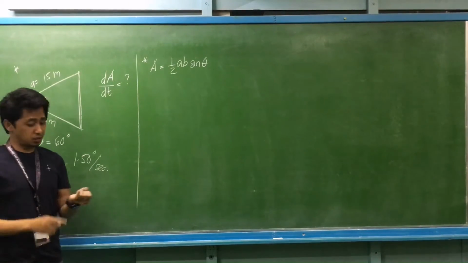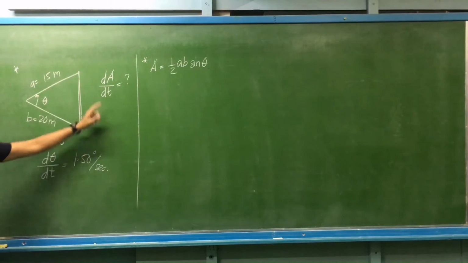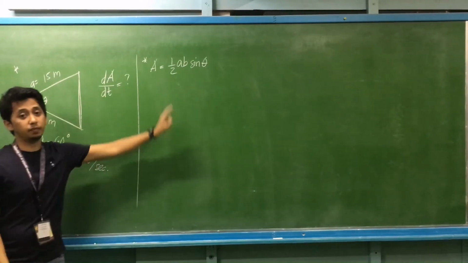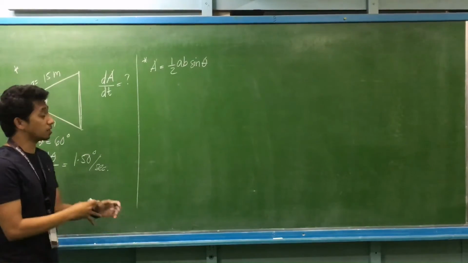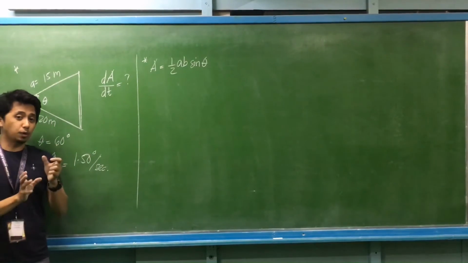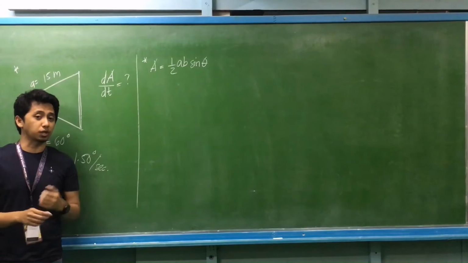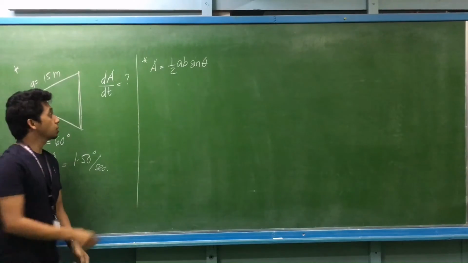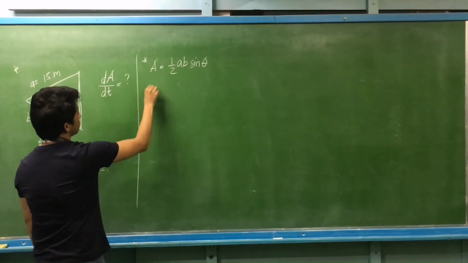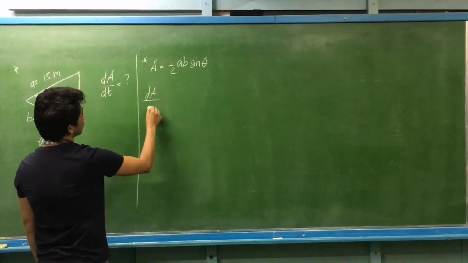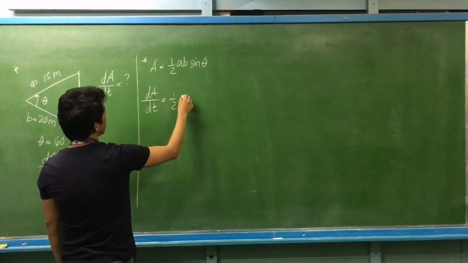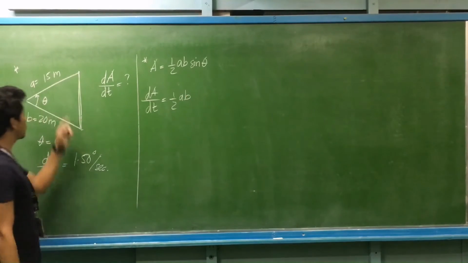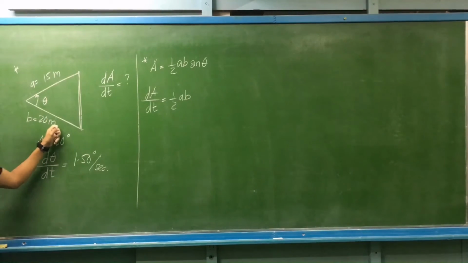So we now have the equation. We identified the given, this is the required, we have the equation. What is the next step? Differentiation. We are to differentiate both sides of the equation with respect to time. So dA/dt is equal to 1/2 AB. Take note that sides A and B are constants.